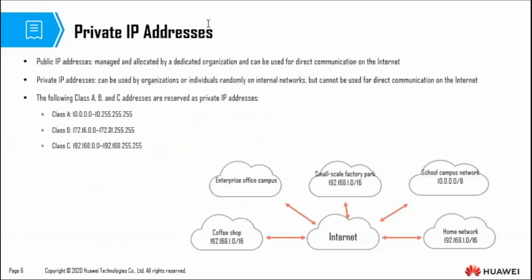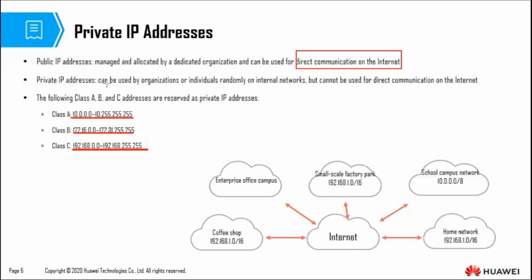Private addresses can be used. Please note, we've said here that public addresses are used for direct communication on the internet. On the other hand, private IP addresses cannot be used on the internet. They cannot be routed on the internet. What that means is you cannot have a source address between these values and be routed on the internet. Are you getting the point? Are you together?